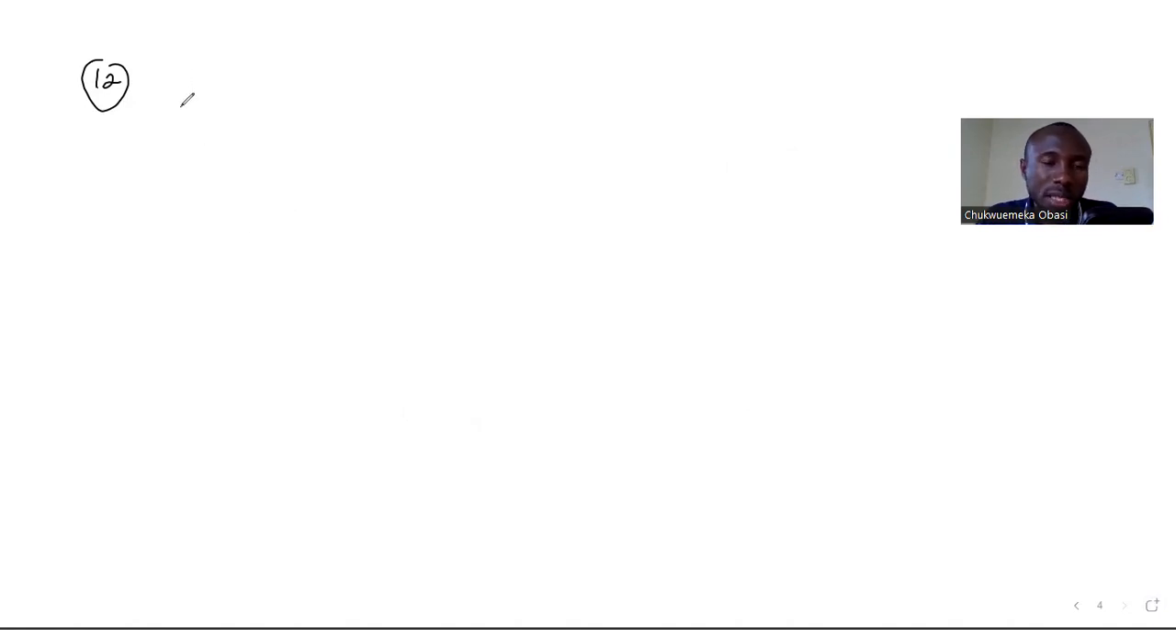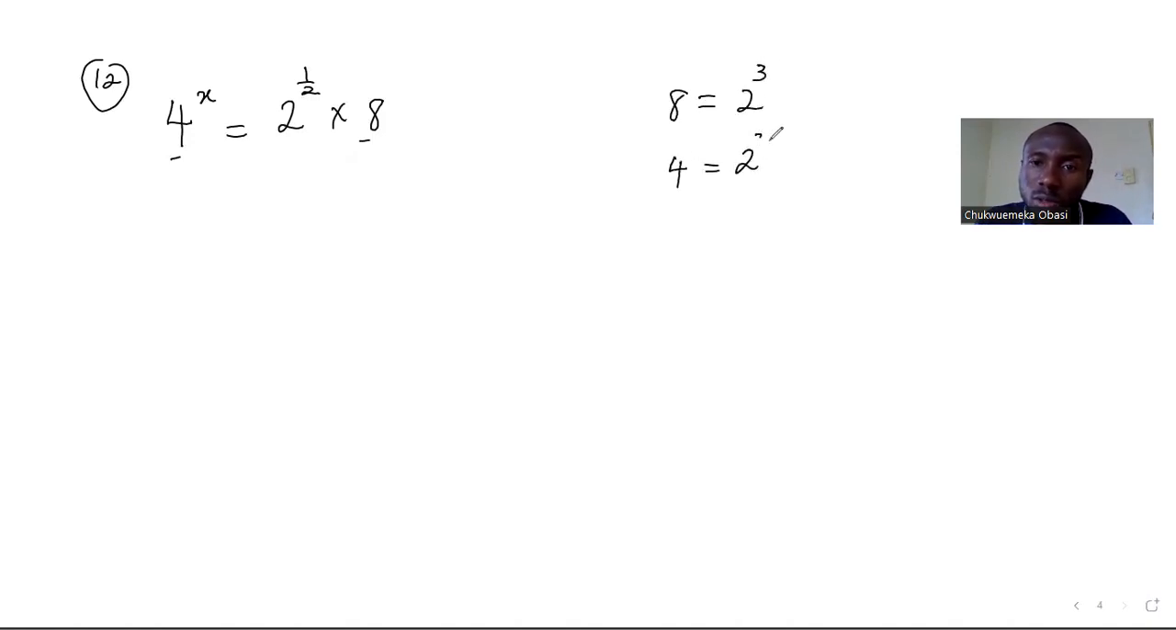So let's take question 12. It says 4 to the x is equal to 2 to the 1 over 2 times 8. Now, whenever I see this kind of initial equation, the first thing I want to do is to make them have the same base. You see, 4 and 8 can be written in the base of 2. 8 is the same as 2 to the 3, and 4 is the same as 2 to the 2. So go ahead and simplify this guy. So 4 will be 2 to the 2 all to the x, then 2 to the half times 2 to the 3. With this, you can easily simplify this.